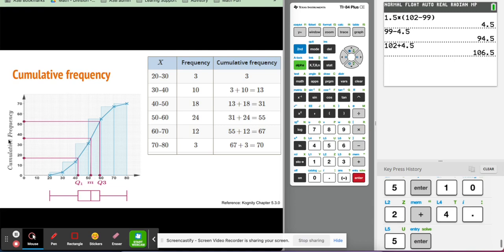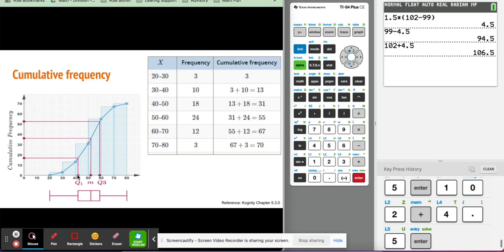Then I repeat the same thing. Let's say I'm looking for Q1. Q1 is 25% of my data. So that means if I know half, I can separate that in half again. And again, I'm going to follow the straight line until I hit the cumulative frequency line. And then I'm going straight down. And this value here is going to be my Q1 value.